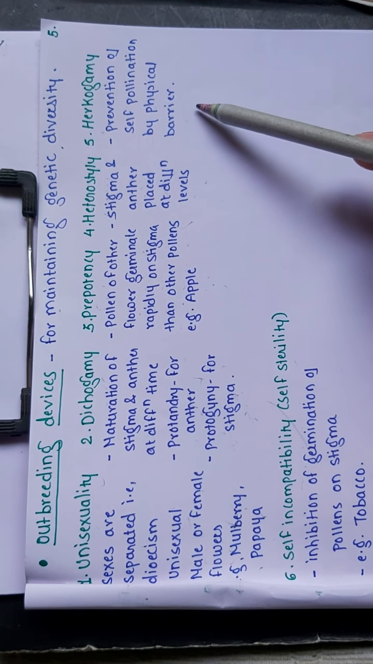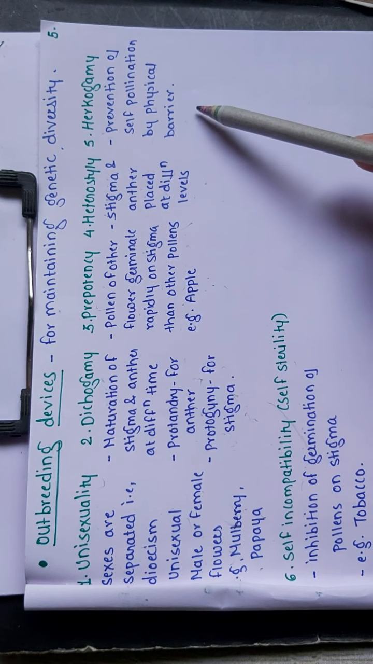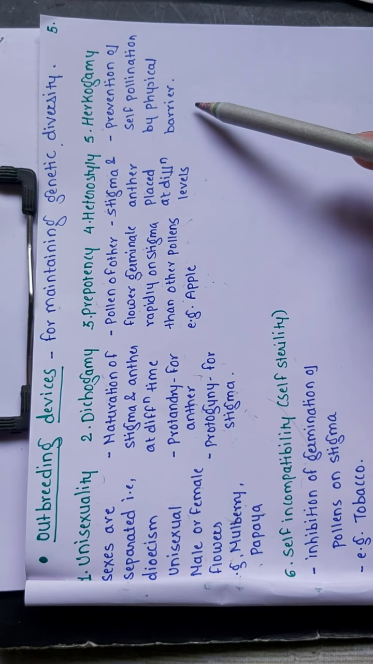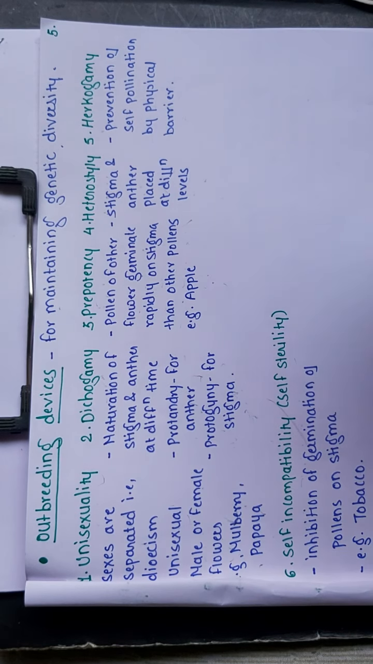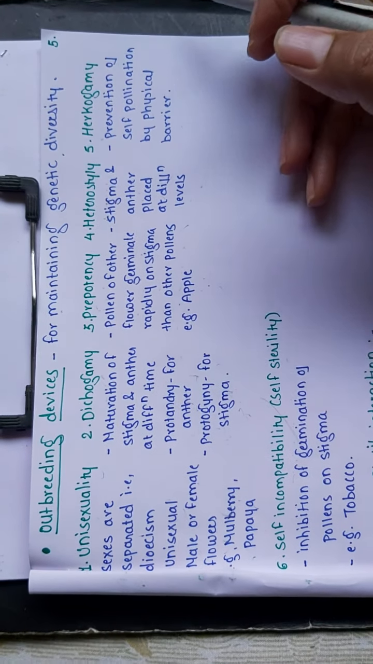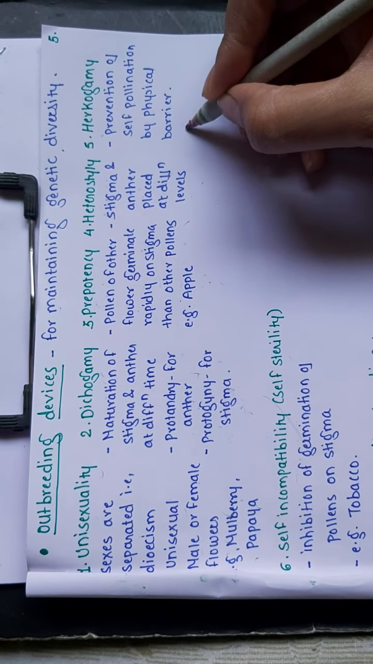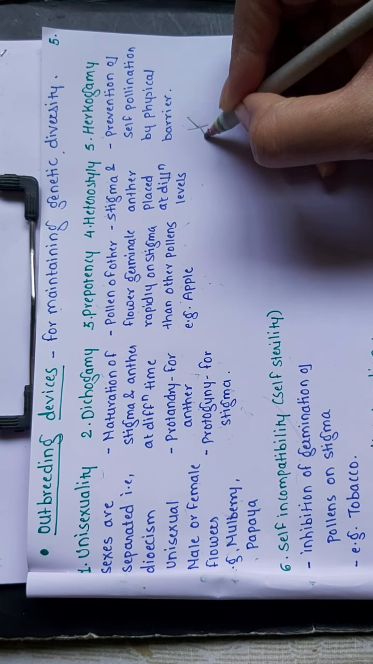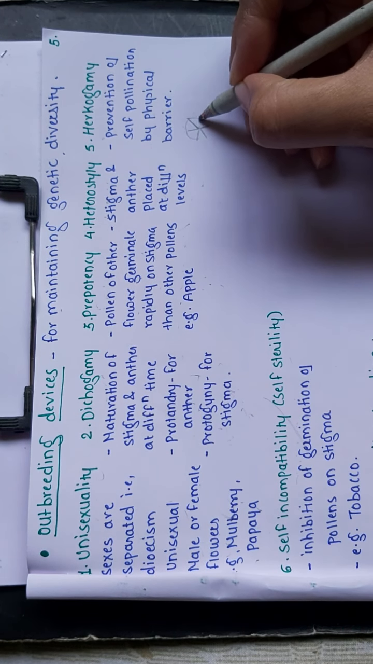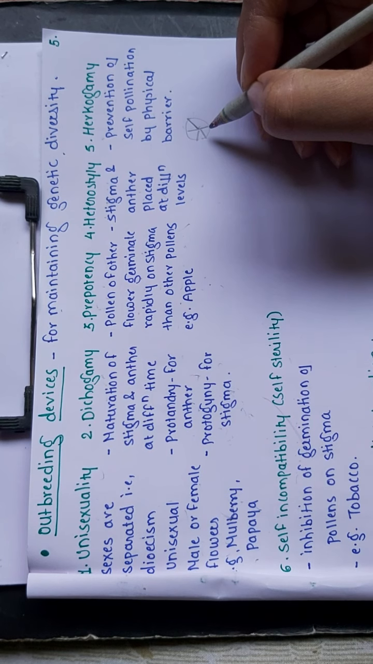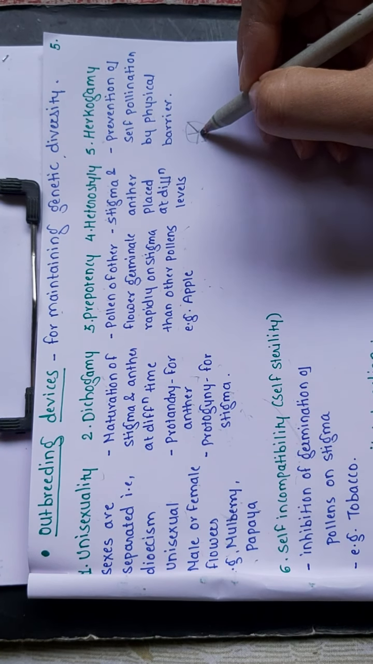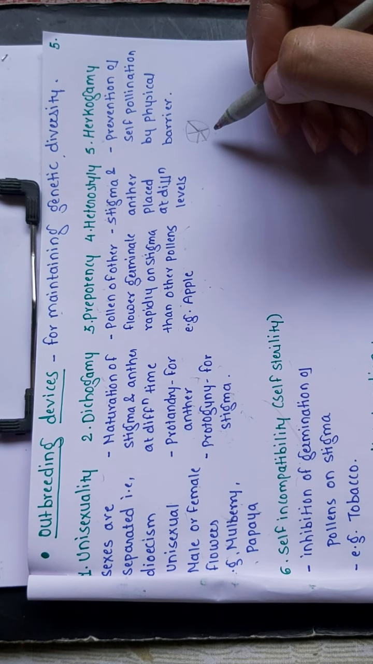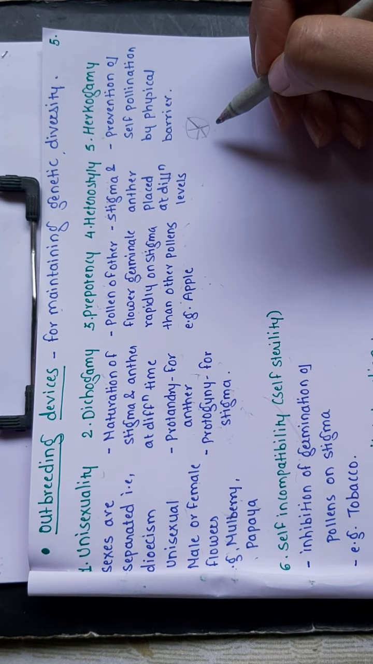Calotropis, if you know, is the plant whose leaves are offered to Hanuman, which has a small flower. If you see in that, the stigma is pentagonal. It is above the anther, so that it maintains the physical barrier and prevents self pollination.